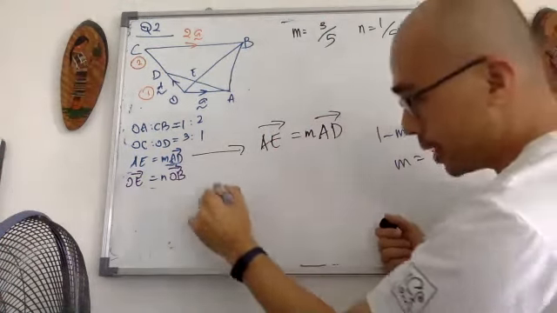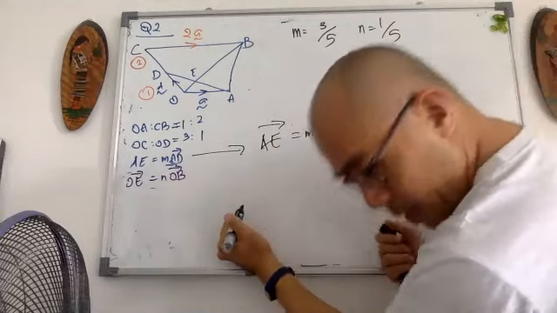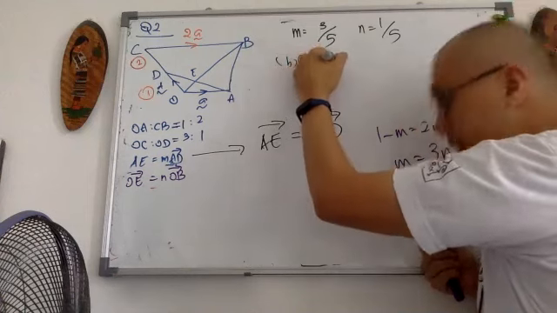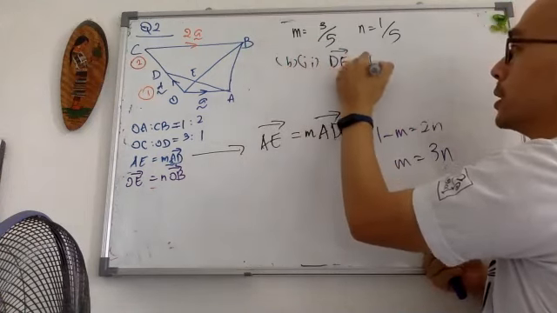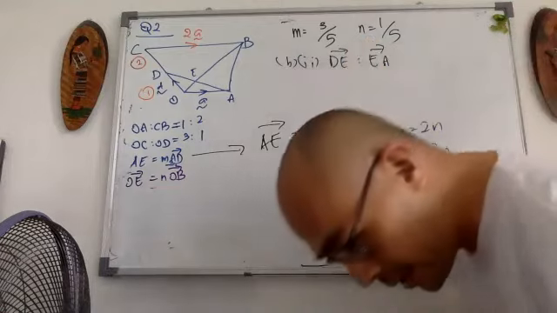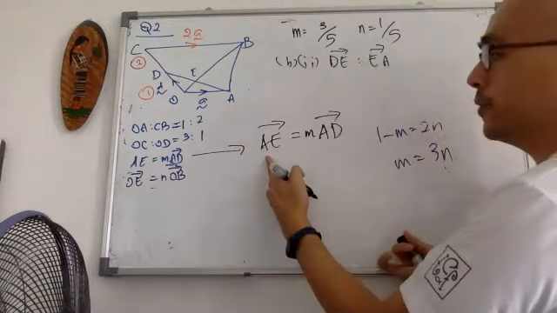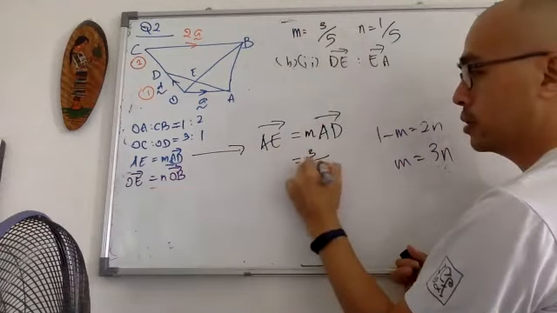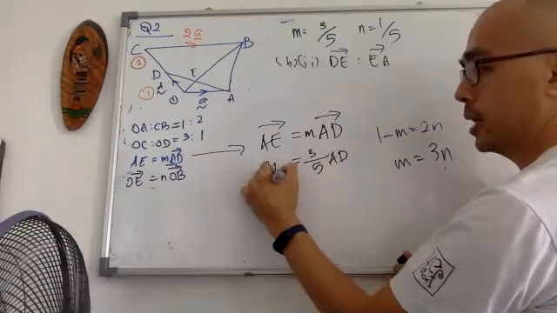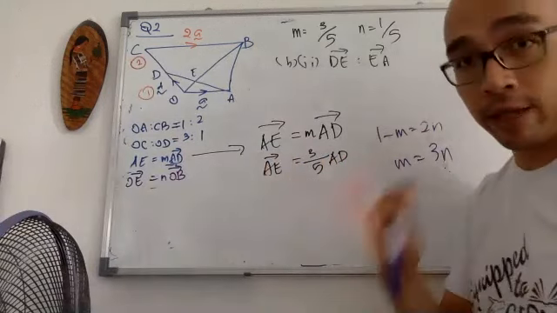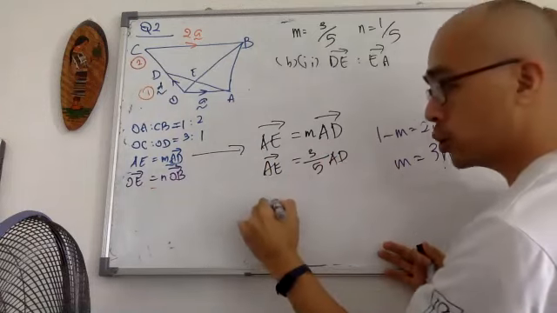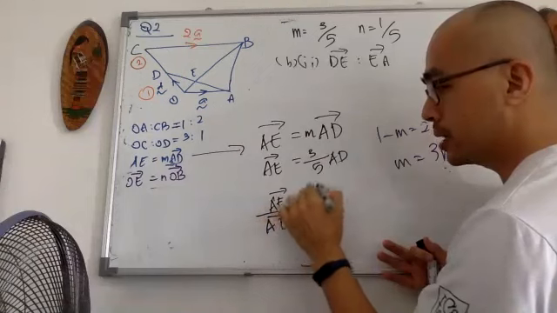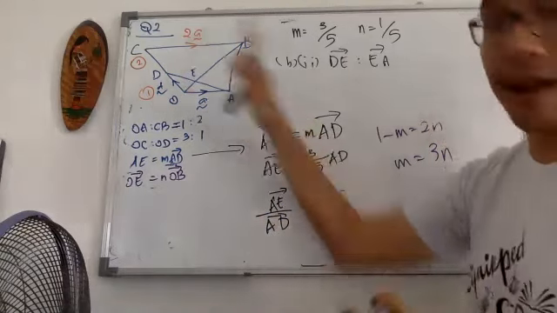Question B2 wants you to find the ratio of DE to EA. So if AE is mAB and we find that m is 3 over 5, then it is 3 over 5 AB. We do the same thing that we've done before. Whenever you have a ratio, bring it down so you know each component is how many parts. So AE is 3 parts and AD is 5 parts.